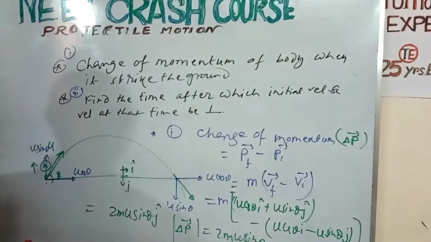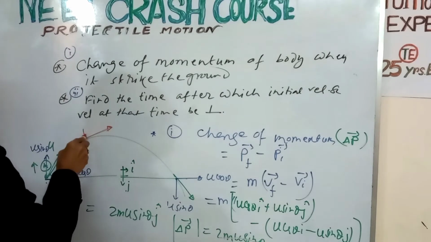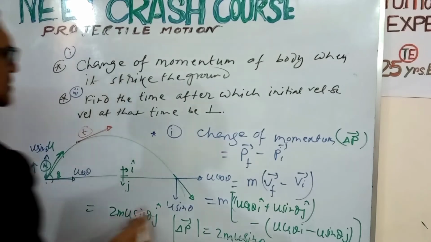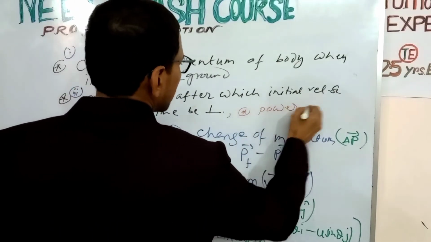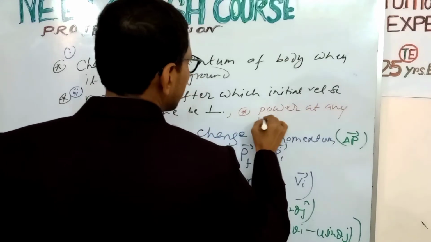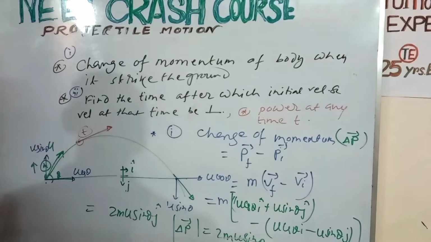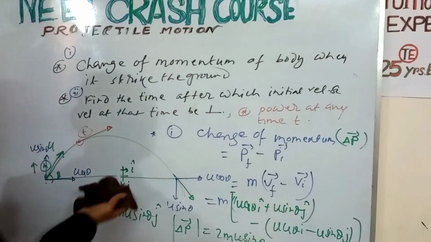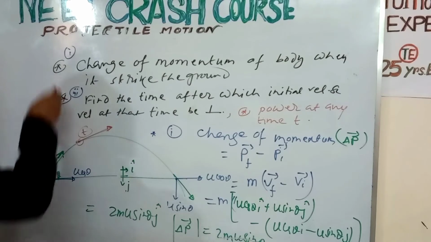Okay, we found the change of momentum, so we have to write it in vector form, along with velocity. And for power at any moment, if you are asked the power at any time t of the particle, power equals F dot v. So the first question is done.